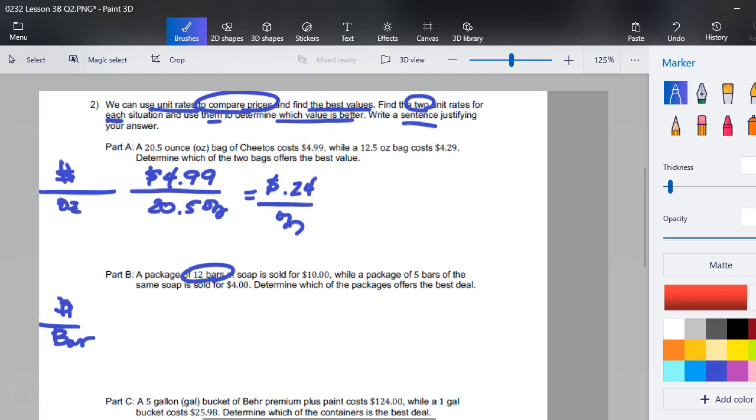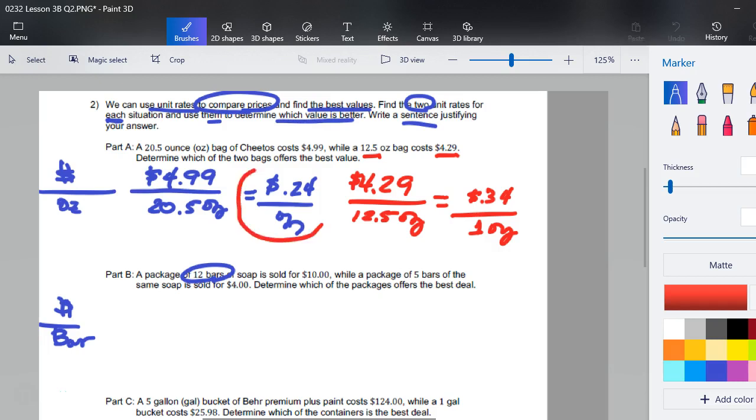We'll change colors to do the next one that it's $4.29 right here for every 12.5 ounces. And when we do $4.29 divided by 12.5 ounces, we get that it is about 34 cents for every 1 ounce. They're asking us to determine which is the best value and write a sentence. So the best value is going to be the one that costs less per ounce.